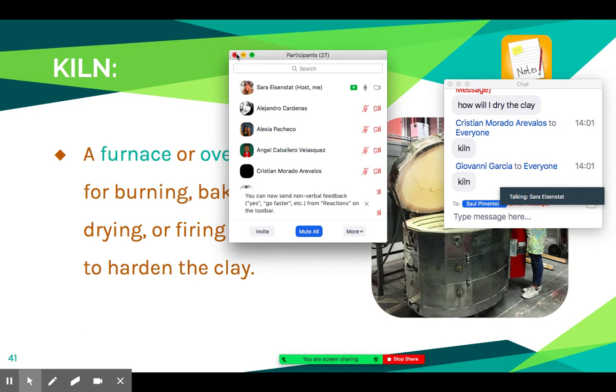Once you've got the definition of a kiln, an oven used to bake, fire, burn, dry, and harden clay.